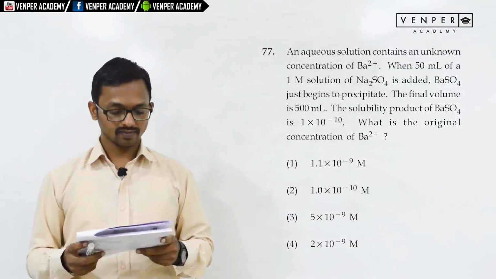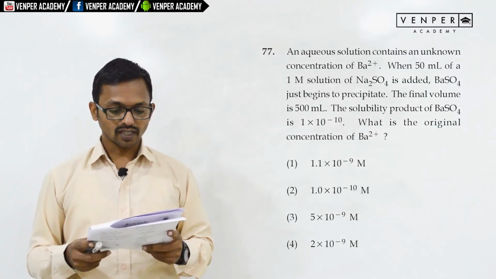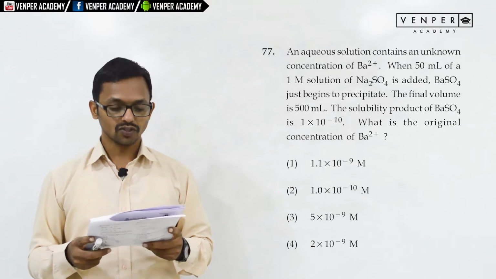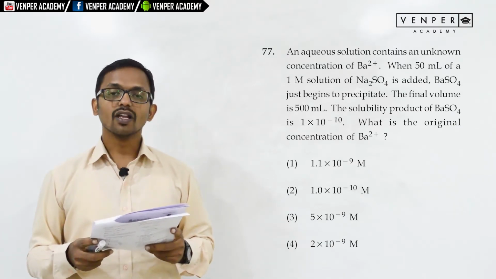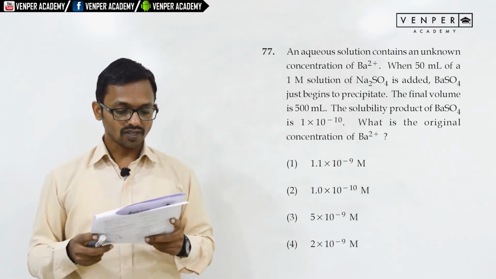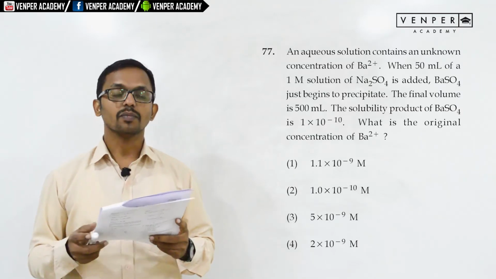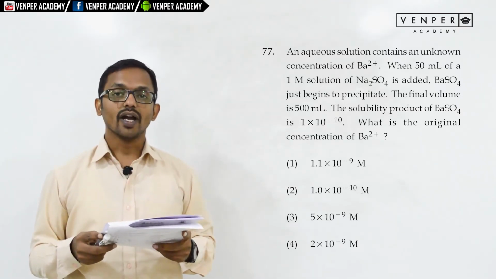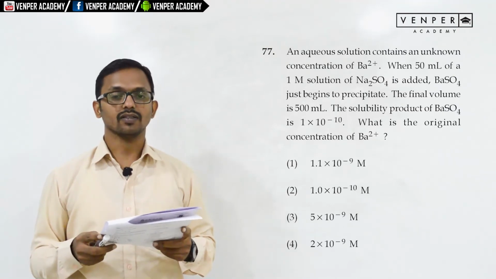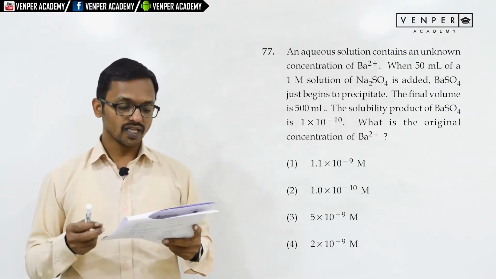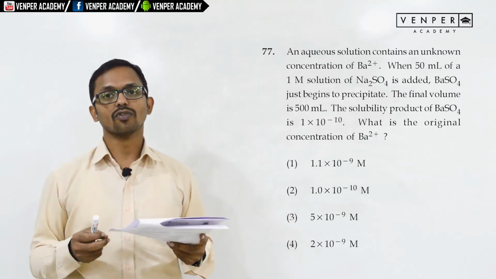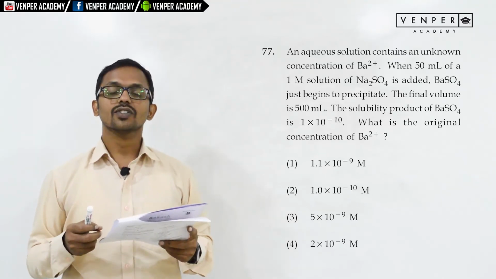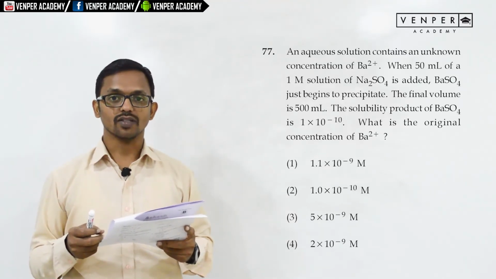Question number 77. An aqueous solution contains an unknown concentration of Ba2+. When 50 ml of a 1 molar solution of Na2SO4 is added, barium sulfate just begins to precipitate. The final volume is 500 ml. The solubility product of barium sulfate is 1 into 10 to the power of minus 10. What is the original concentration of Ba2+?